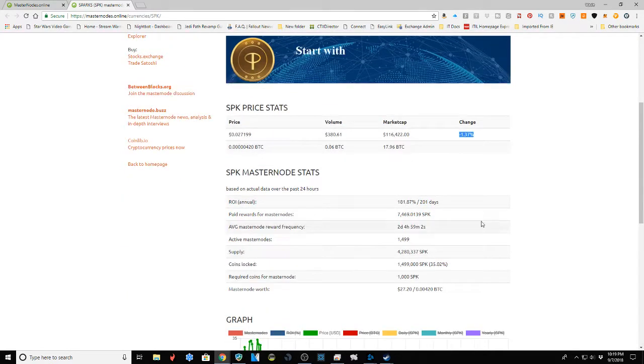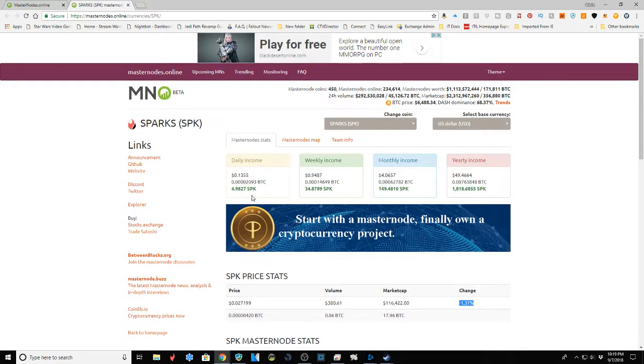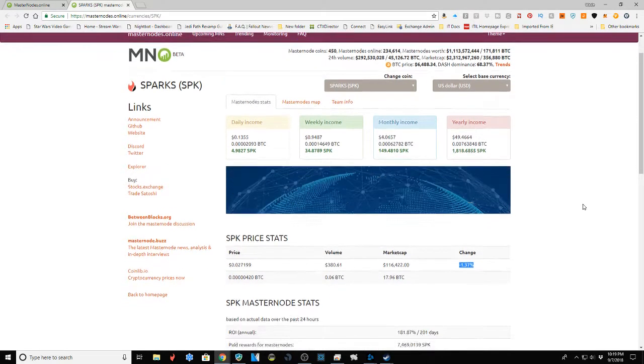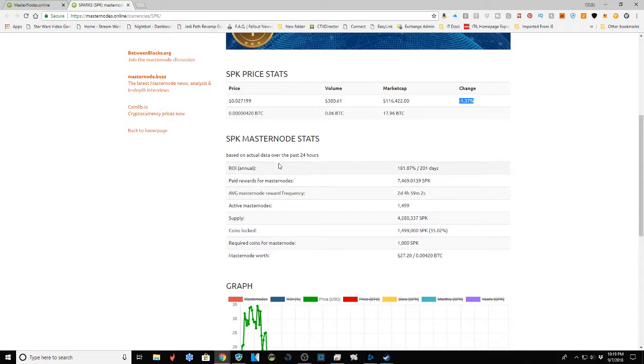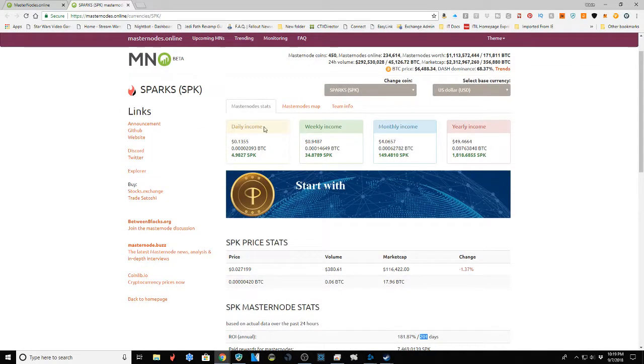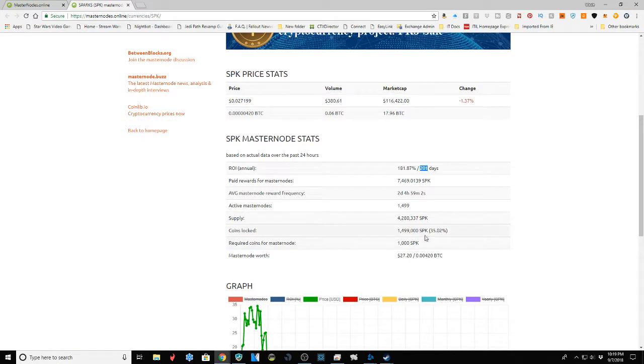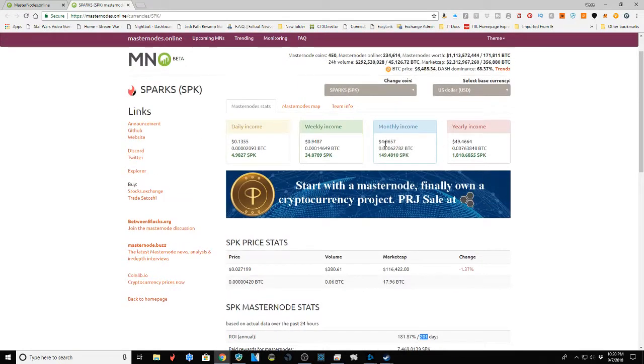I mean, your return on investment is going to have a big indicator on how much you're making and when you're getting back. Now, your return on investment annual for Sparks is 181.87%. Your return on investment in days is about 201 days. So, not factoring in any expenses, if you purchase 1,000 Sparks and create a Masternode, in about 201 days, you'll have paid that back. Now, if you factor in having a VPS and you only have one VPS, you'll actually be losing $1 a month.